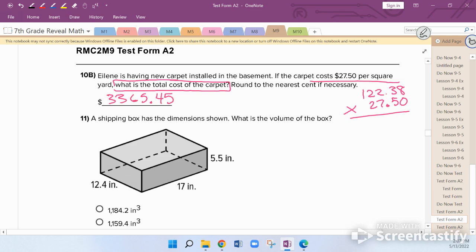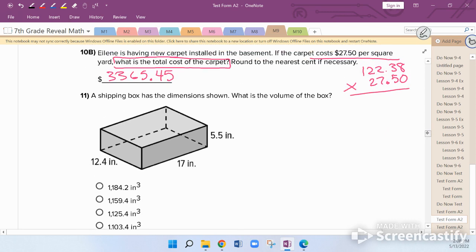Why? You might be asking yourself, why are we multiplying? Part A told us the number of square yards. And part B told us how much it was going to cost for each of those square yards. So every single square yard is $27.50 more. So that's like adding $27.50 122 times. That's a multiplication idea. When we add something over and over again, it's multiplication.